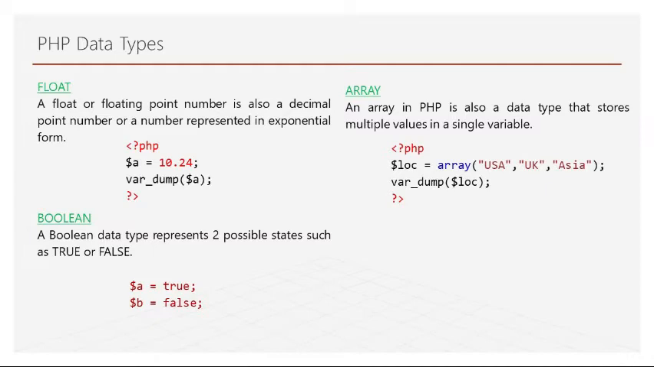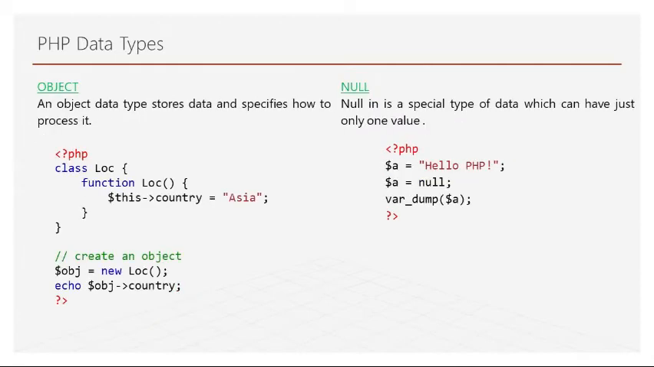PHP array. An array in PHP is also a data type that stores multiple values in a single variable. In the below example, $lock is an array. The PHP var_dump function returns both the data type and value. PHP object. An object data type stores data and specifies how to process it. An object in PHP must be declared explicitly after declaring a class using class keyword. A class is just as a structure that can contain member properties and member methods, specific to a class itself.